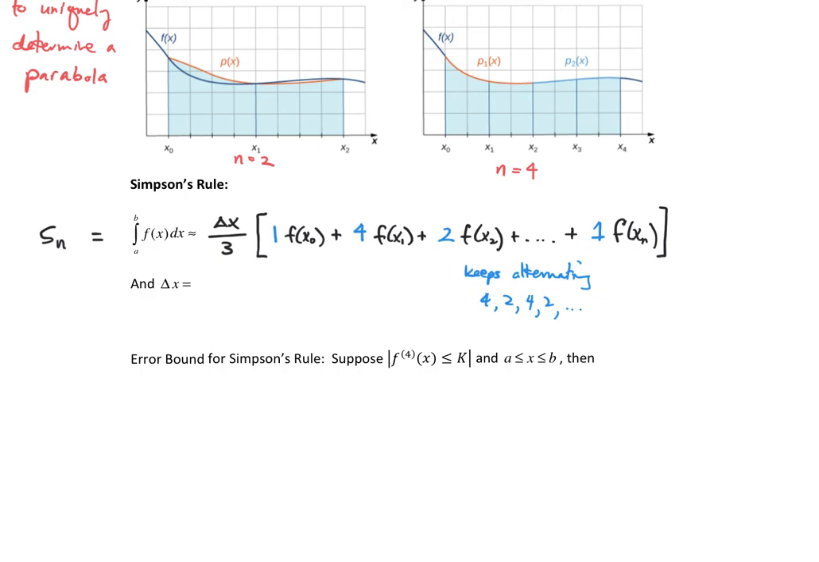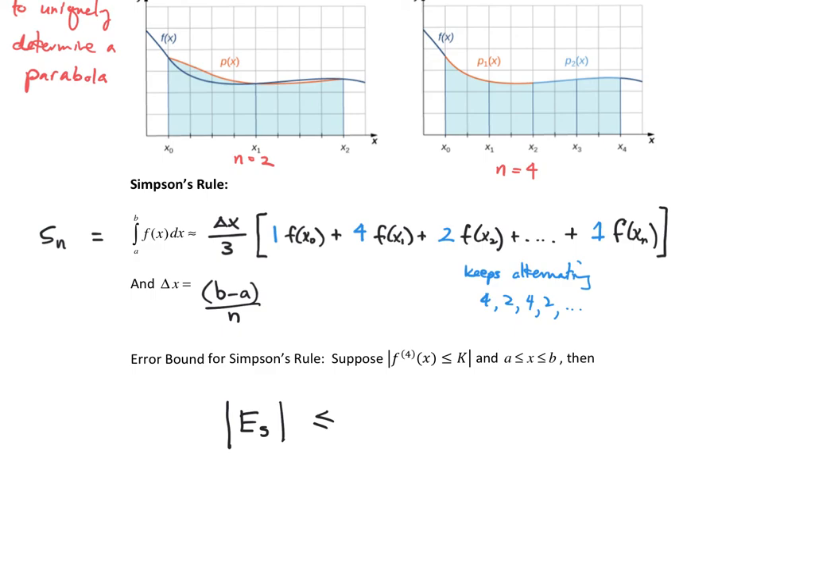Just as before, our delta x is going to be b minus a, the length of the region of integration, all divided by n. And we really need to be able to bound our error in order to know how accurate our approximation is going to be. So we're going to label our error as E sub s for Simpson's rule. We're going to bound the absolute value of the error, so we're bounding the overestimate and the underestimate amount.